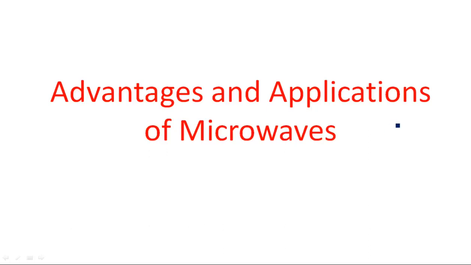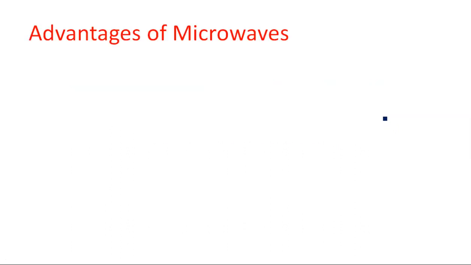Hi everyone, in this video I am going to discuss the advantages and applications of microwaves. In the previous video I started microwave engineering and explained how microwaves have different types of frequencies ranging from 300 MHz to 300 GHz, and wavelength varies from 1 meter to 1 millimeter.